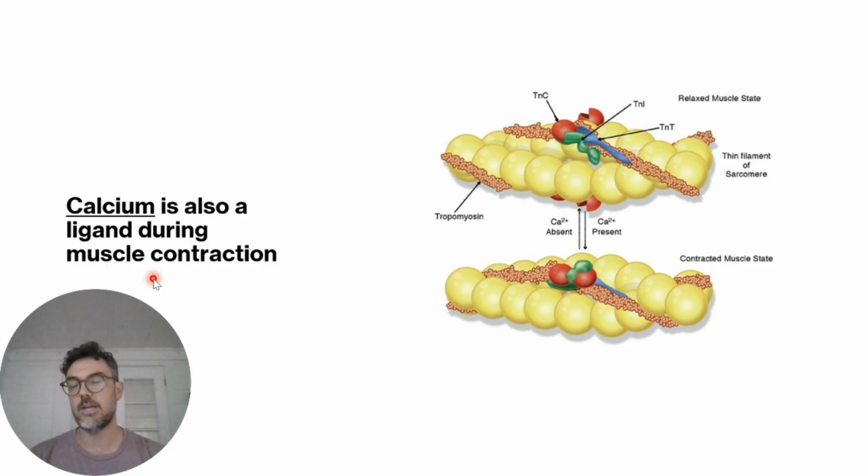All right, hopefully you've answered the question. Calcium binds to troponin, which then moves tropomyosin for cross-bridge formation during muscle contraction. So calcium is our ligand in this example. It's not a hormone, but it is a ligand that causes a change in the cells.